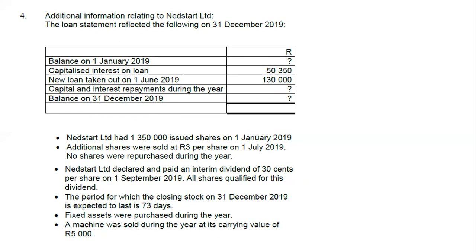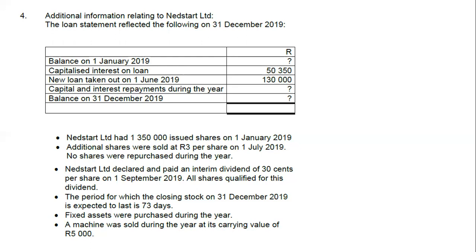No shares were repurchased. So we know that financing activities increased by the number of shares that we issued multiplied by the 3 Rand. Then they said Nesta declared and paid interim dividends of 30 cents. So that will depend on the number of shares that we have issued by the 1st of September 2019. All shares qualify for these dividends.